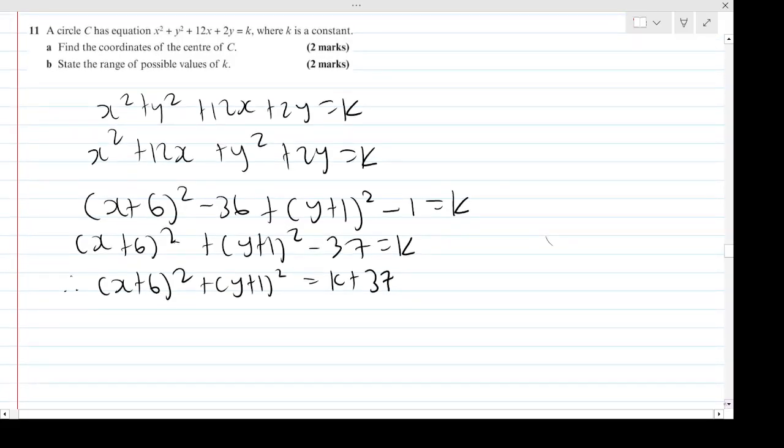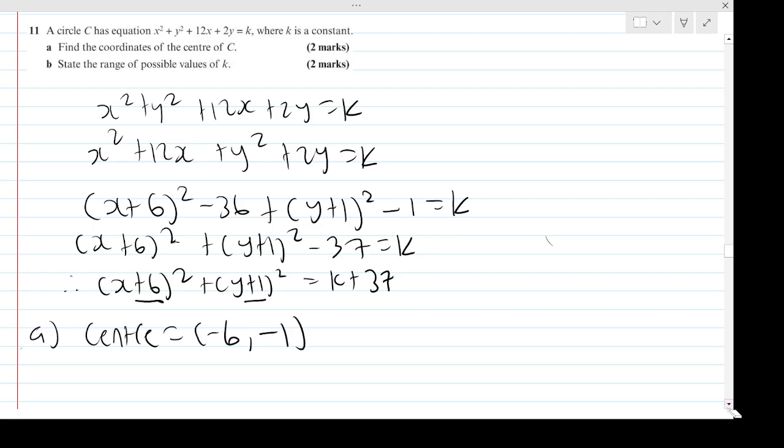So for part A, I can read the centre. If it's plus 6 for x, it's going to be minus 6 at the centre. Then y is plus 1, so it's going to be minus 1 there. Okay, there we are. So those are the coordinates of the centre.